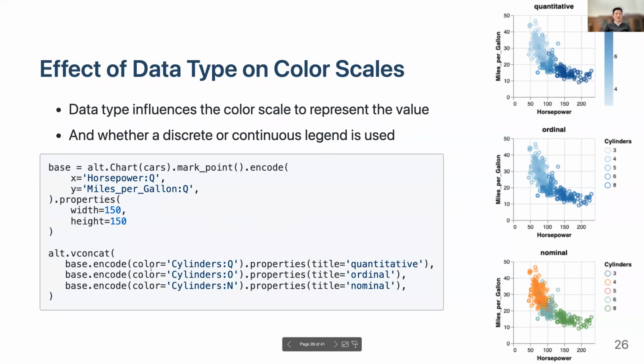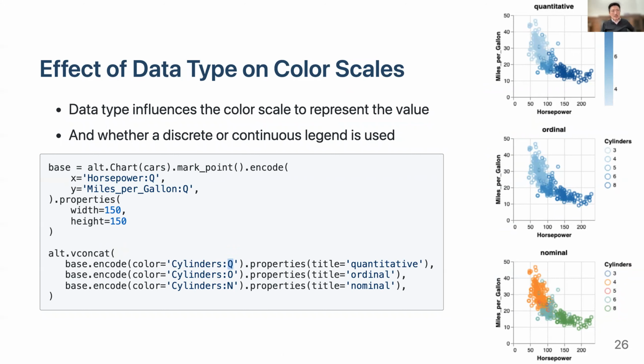Okay, this is where things start getting a bit different. So here, in the first chart, the color would be the cylinders, so the number of cylinders a car engine has. And in the first one, you treat it as a quantitative value.